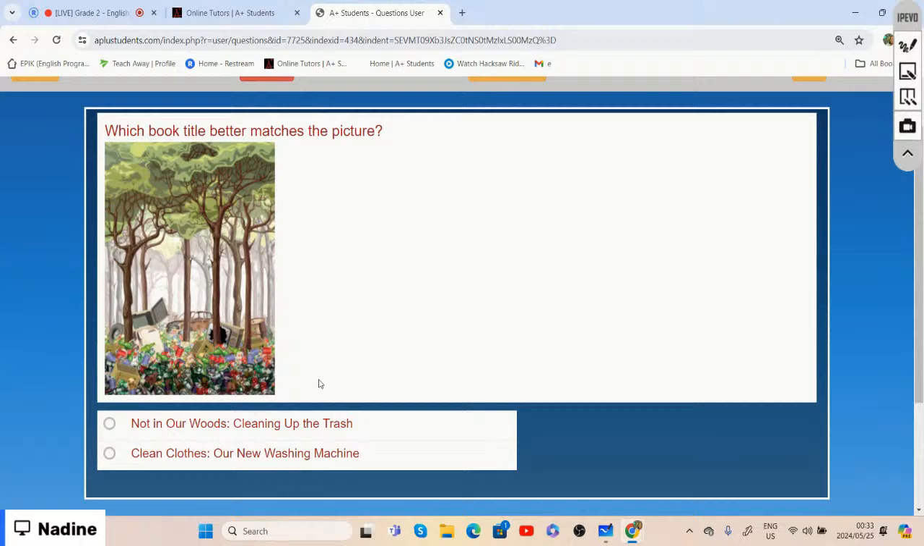We need to say which book title matches the picture. So, which book title matches the picture? Is it Not in Our Woods, Cleaning Up the Trash, or Cleaning Clothes, Our New Washing Machine?